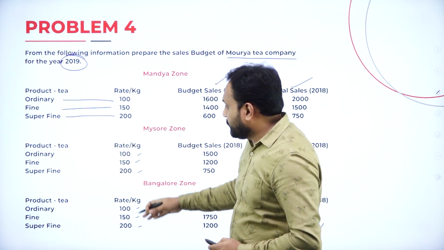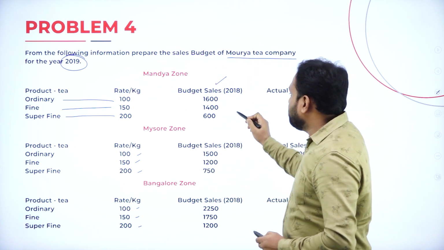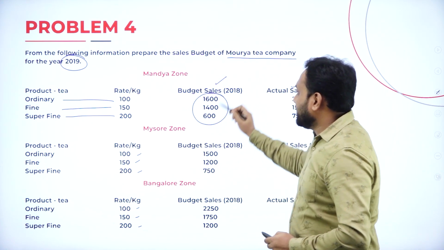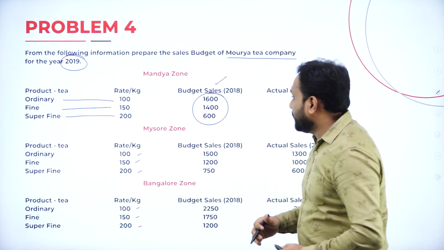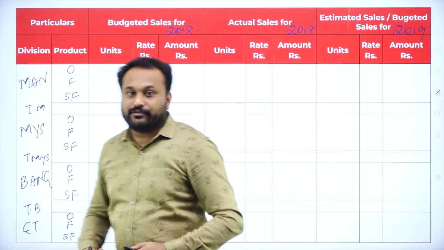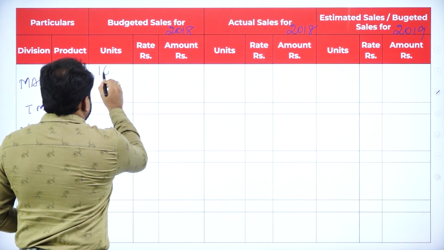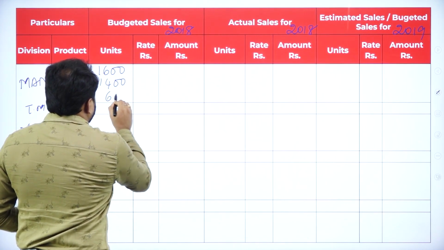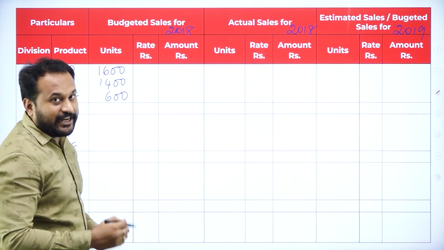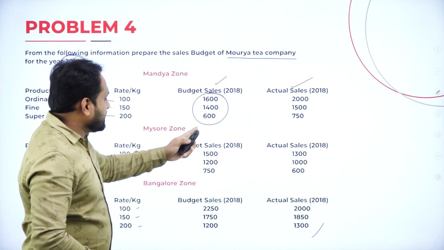We'll write the rates first in all the departments, then budget sale. Let's take the Mandia first. 1,600, 1,400, and we have 600. So we'll write here 1,600, 1,400, and 600. Just a quick verification: 1,600, 1,400, and 600. Done.